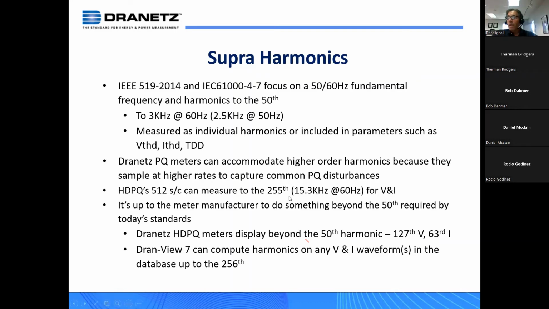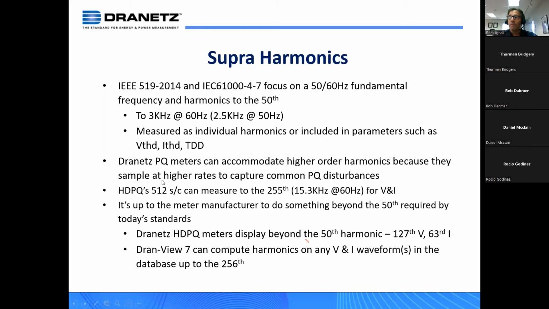Now, to give you some application notes on the Dranetz products, we sample, and have sampled historically, much, much higher than what's required for this 50th harmonic. If you look at a Dranetz HDPQ meter, which is our current meter family, they can accommodate higher order harmonics because they sample at higher rates, because the primary thing is to look for sags and swells and transients. And harmonics just come along with that digitization.